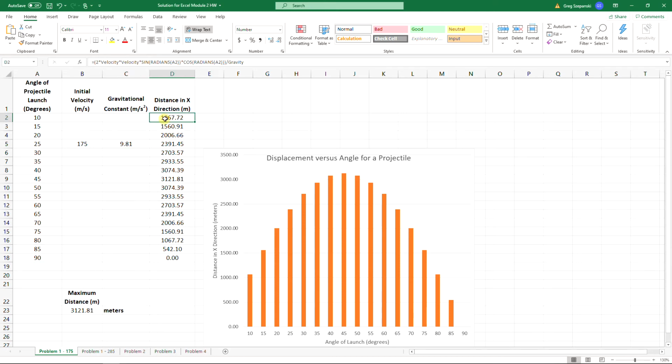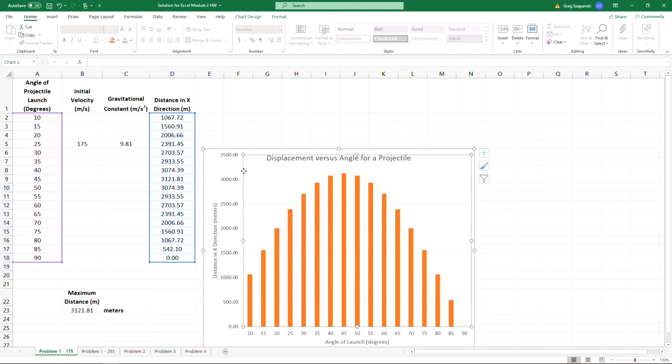So there's my calculations. I created the calculation in the first one and copied it down. I brought that over to my graph, or I created a graph from that set of data, putting the angles on the x-axis and the distance of flight on the y-axis. It's always going to be based upon physics. 45 degrees is going to give you the maximum distance.